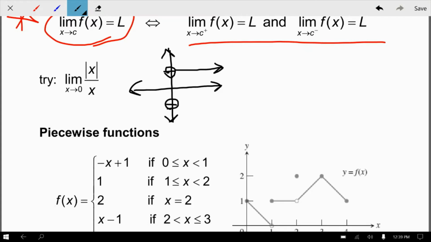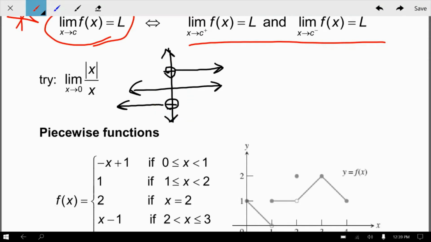When I look at negative values, my graph is always going to give me a value of -1, because think about if I plug in -1, for example. The absolute value of -1 is 1. That would be divided by -1. That's going to give me -1. Okay, so notice I put these holes in my graph here. So these holes are there because there's no value defined at x is equal to 0.